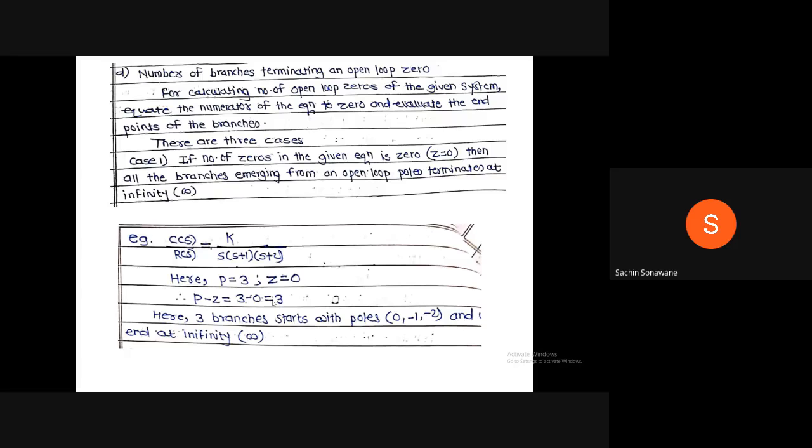Therefore, C(s)/R(s) is equal to K divided by s into bracket s plus 1 into s plus 2. Here, the number of poles P is equal to 3 because the number of s terms in the denominator is equal to 3. Z is equal to 0. Therefore, P minus Z is equal to 3 minus 0, which is equal to 3. Here, 3 branches start at poles 0, minus 1, minus 2 and end at infinity.